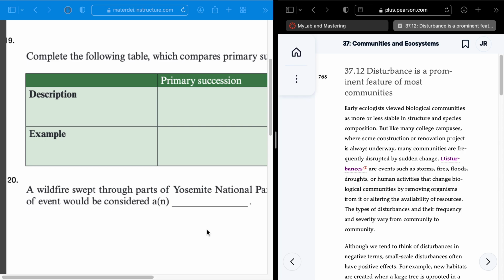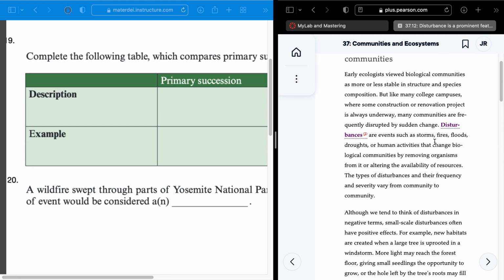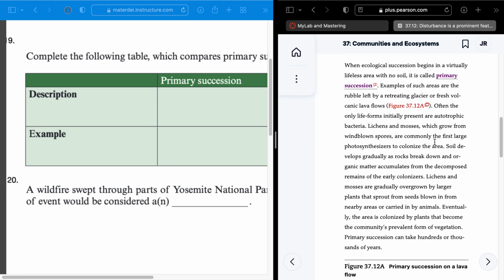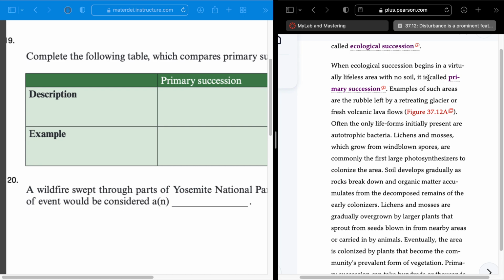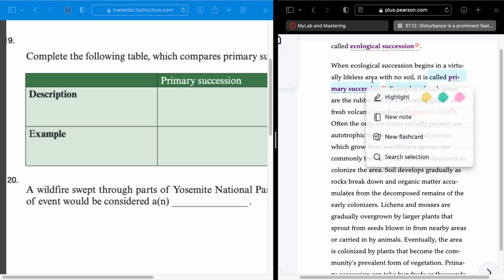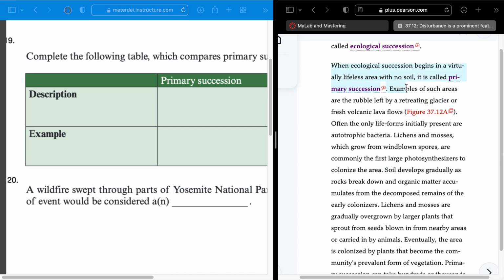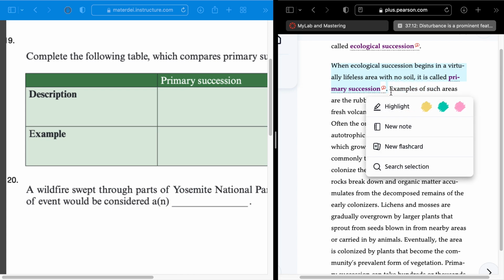If you have completed your Succession virtual lab, you can do this chart without even looking in the book. That virtual lab is about primary succession and secondary succession. So I'm moving over here to chapter 12 in the textbook. And if you are highlighting it, which is a good thing to do, when you start with a lifeless area with no soil, it's called primary succession.